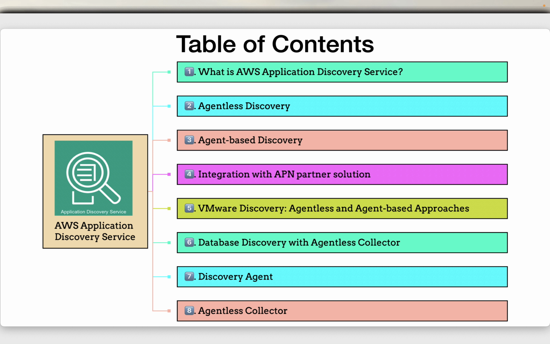So this lecture will contain all these topics. What is AWS Application Discovery Service? Agentless discovery, agent-based discovery, integration with API and partner solutions, VMware discovery, agentless and agent-based approaches, database discovery with agentless collector, and discovery agent and agentless collector.